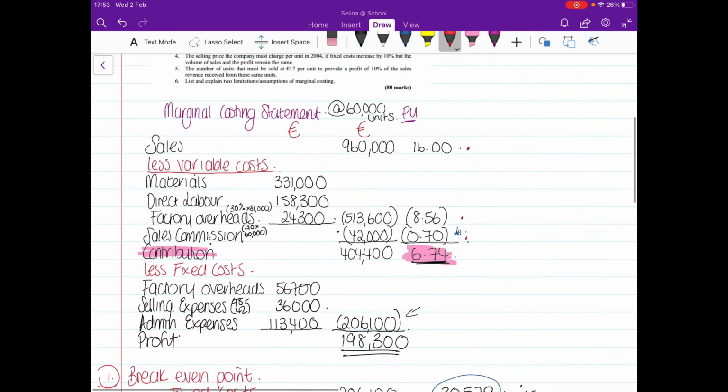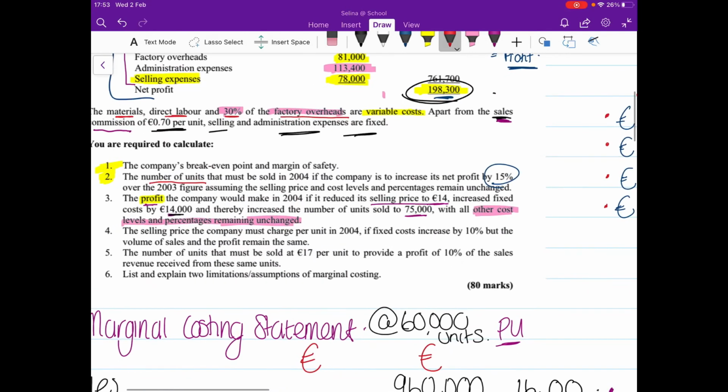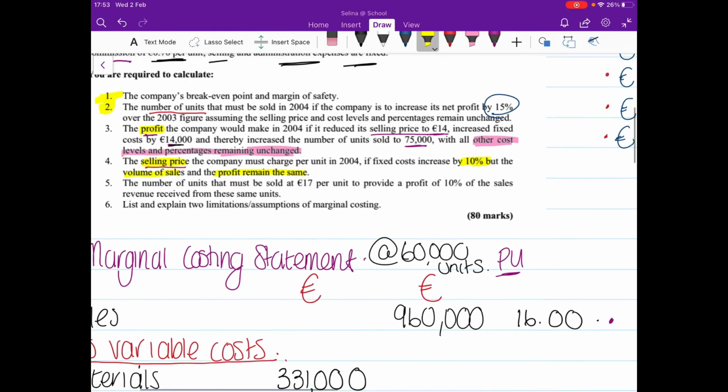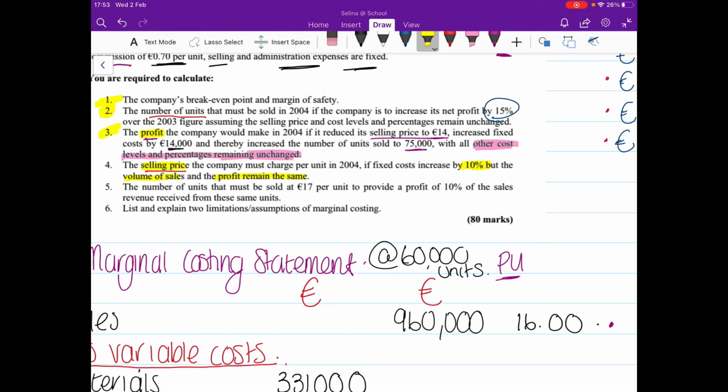Going back up here, it says the selling price, so they want us to find the selling price. The selling price the company must charge per unit in 2004 if fixed costs increase by 10%, but the volume of sales and the profit remain the same. The volume of sales remains the same, and when they say they remain the same, we're referring back to the 60,000. You're not referring back to the amount for point 3 every time. You're referring back to the original figure.